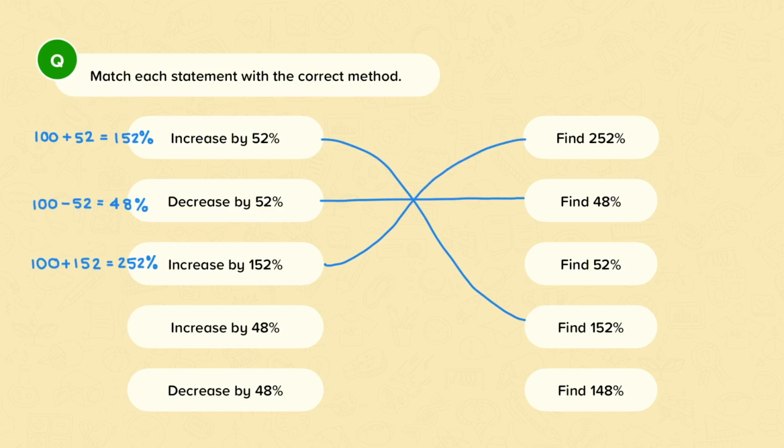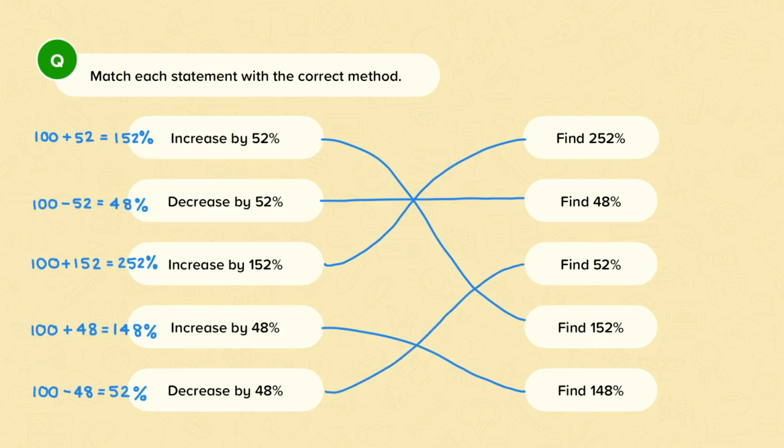Increase by 48%. 100 plus 48 is 148. So this is the same as finding 148%. Decrease by 48%. 100 take away 48 is 52. So this is the same as finding 52%.